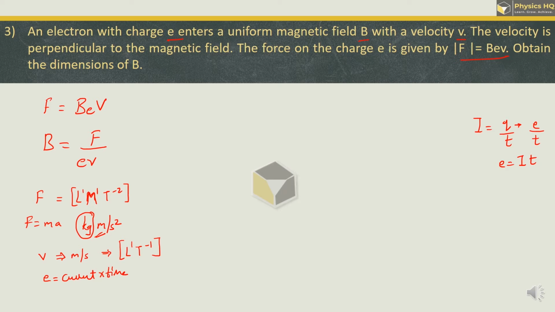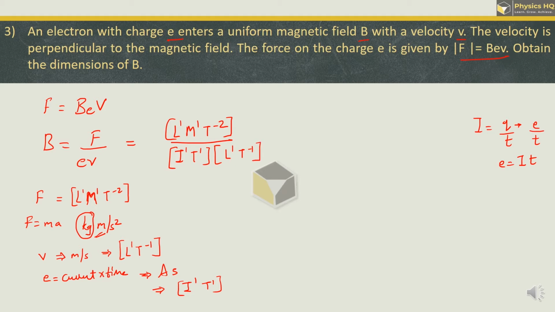Now current is having unit as ampere, time is having unit as second. Now when we write this in dimension, I raised to 1 and second will be T raised to 1. So let us go ahead and put it over here in this equation. For force we got L1 M1 T raised to minus 2. For charge we have I1 T1. For velocity we have L1 T minus 1.